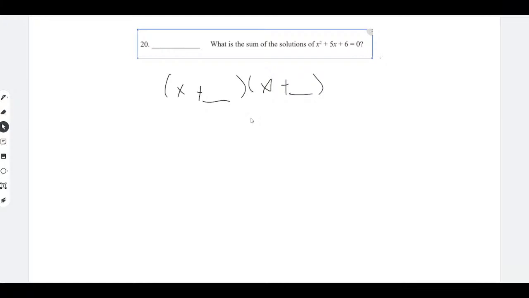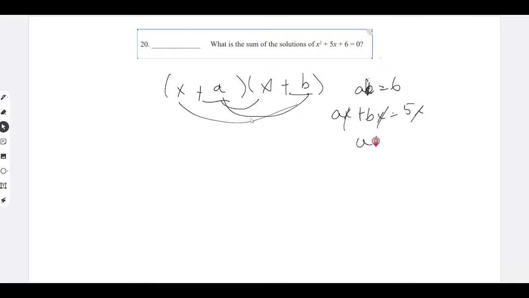Another way you can see this is by putting it with variables, right? So a times b is going to have to equal 6, and then you have ax plus bx has to equal 5x. You can just take an x out of all of these, and then you have a plus b equals 5. And then you have these two equations. You can just solve them in your head, essentially. So you need to find two numbers that multiply to 6 and the same numbers that add up to 5.